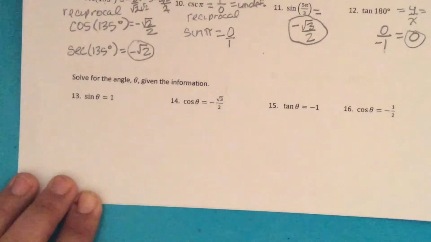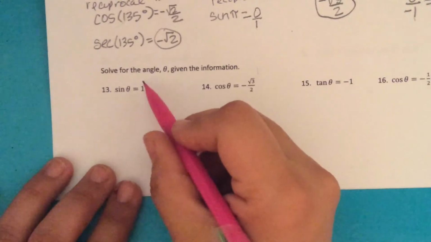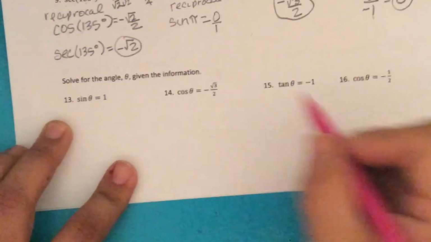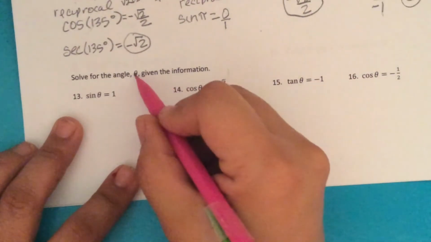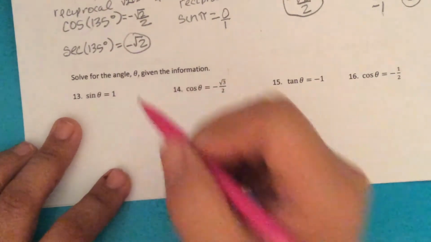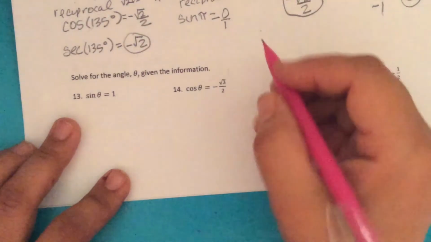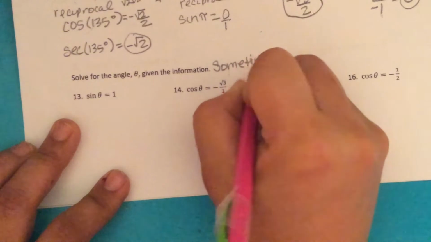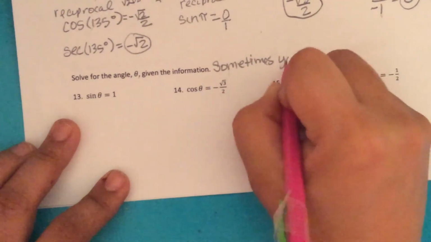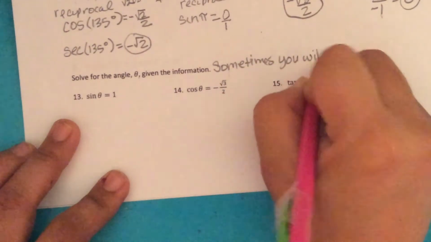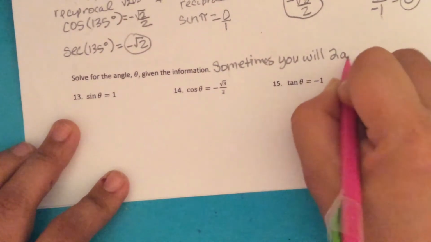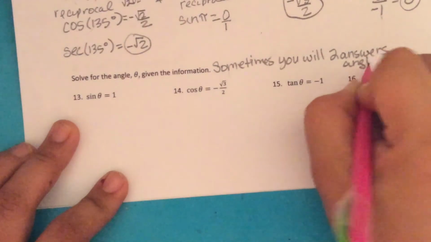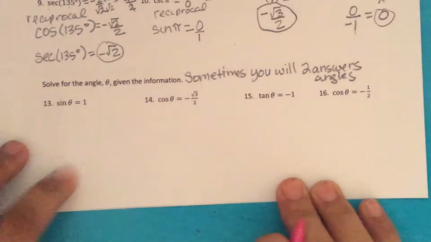Okay, so now we want to go backwards. They're giving us the value of the sine, cosine, and tangent in these cases here, but we want to find the angle, okay? And sometimes you will have two answers or angles, depending on where it lands in the quadrant.